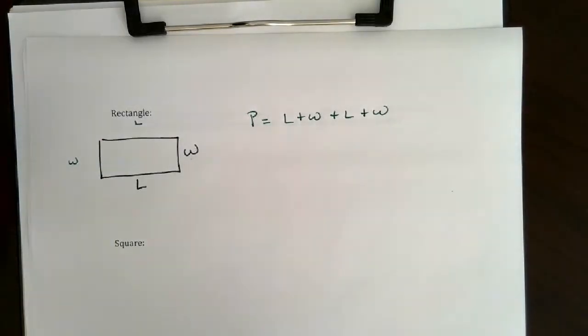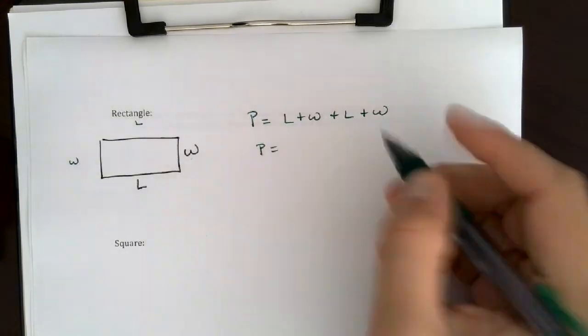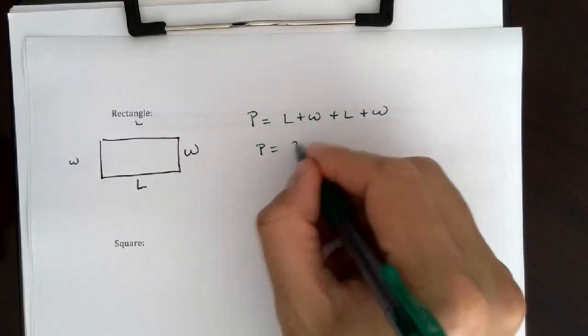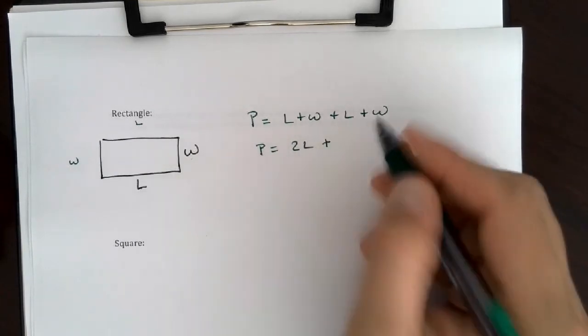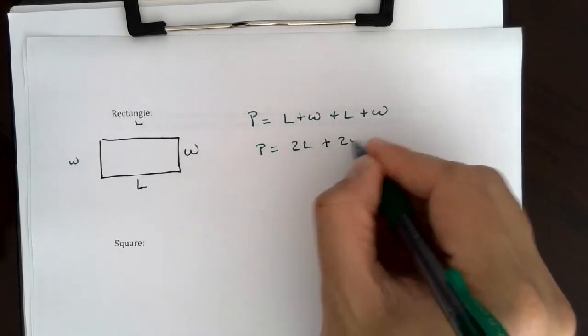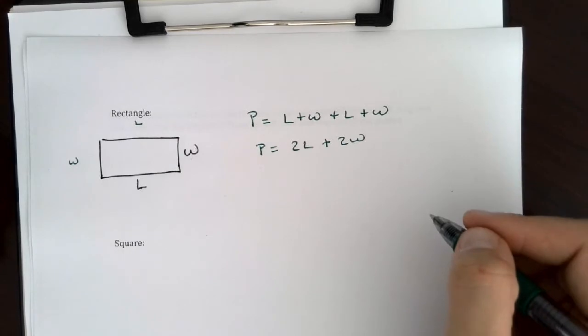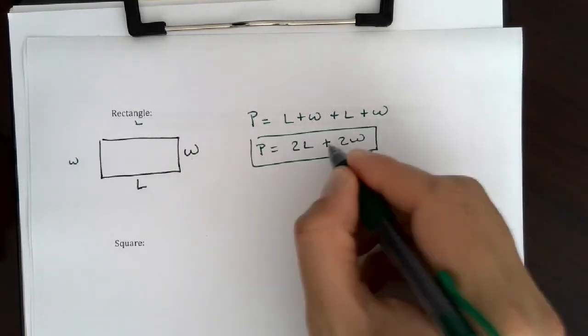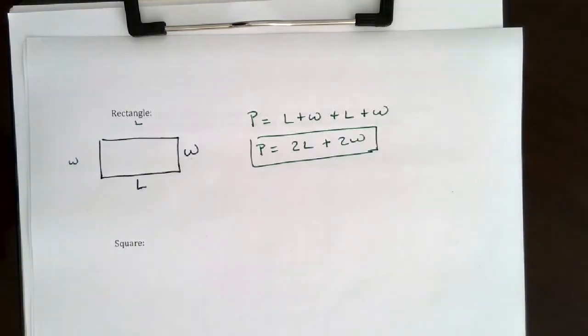And then simplifying this formula for perimeter, right? If I have like terms, L and L are like terms, L plus L is 2L plus W is 2W. Make sure you have that plus in between. A lot of people leave that off. You need it there. Otherwise, it means multiply, and the plus means add. So 2L plus 2W is our perimeter formula.